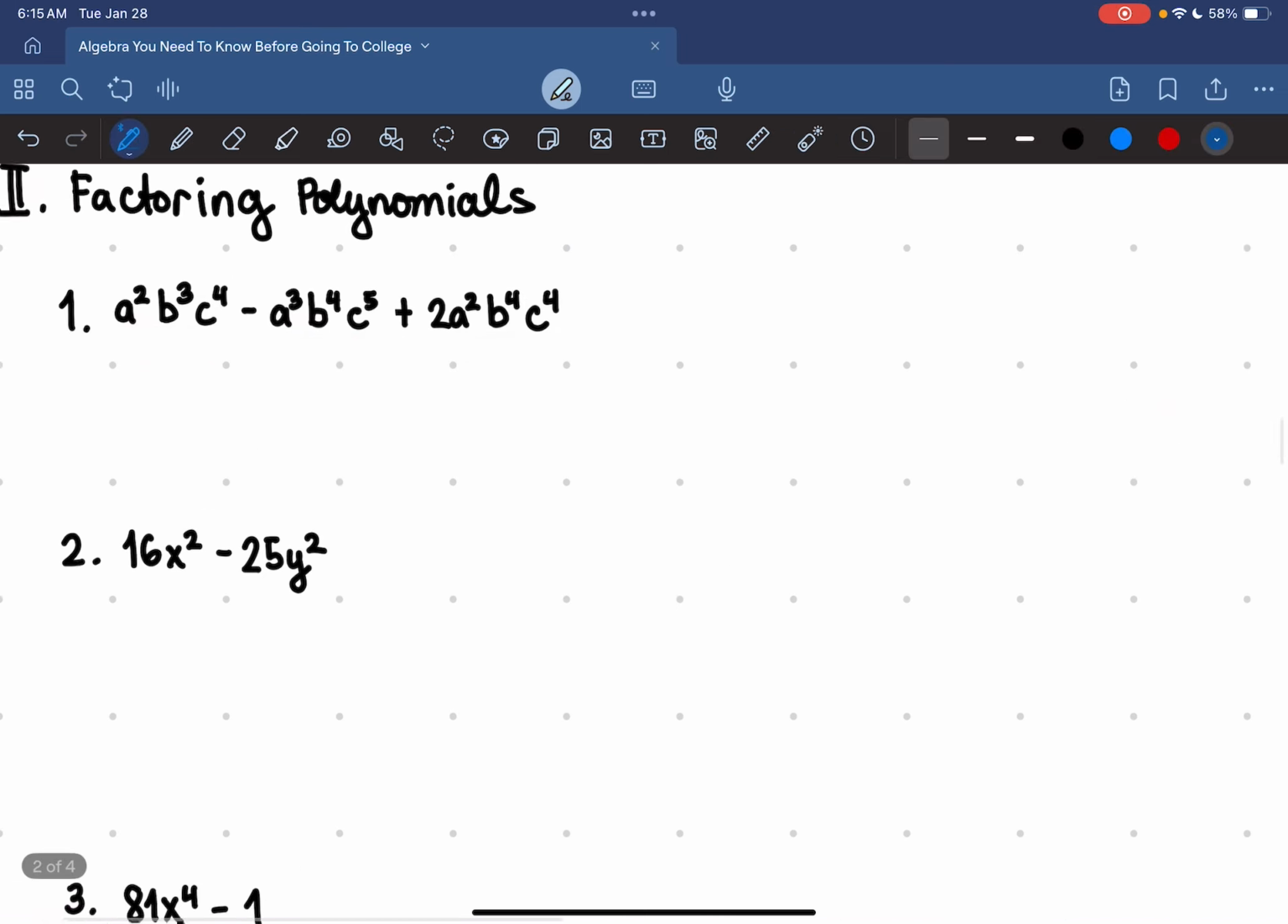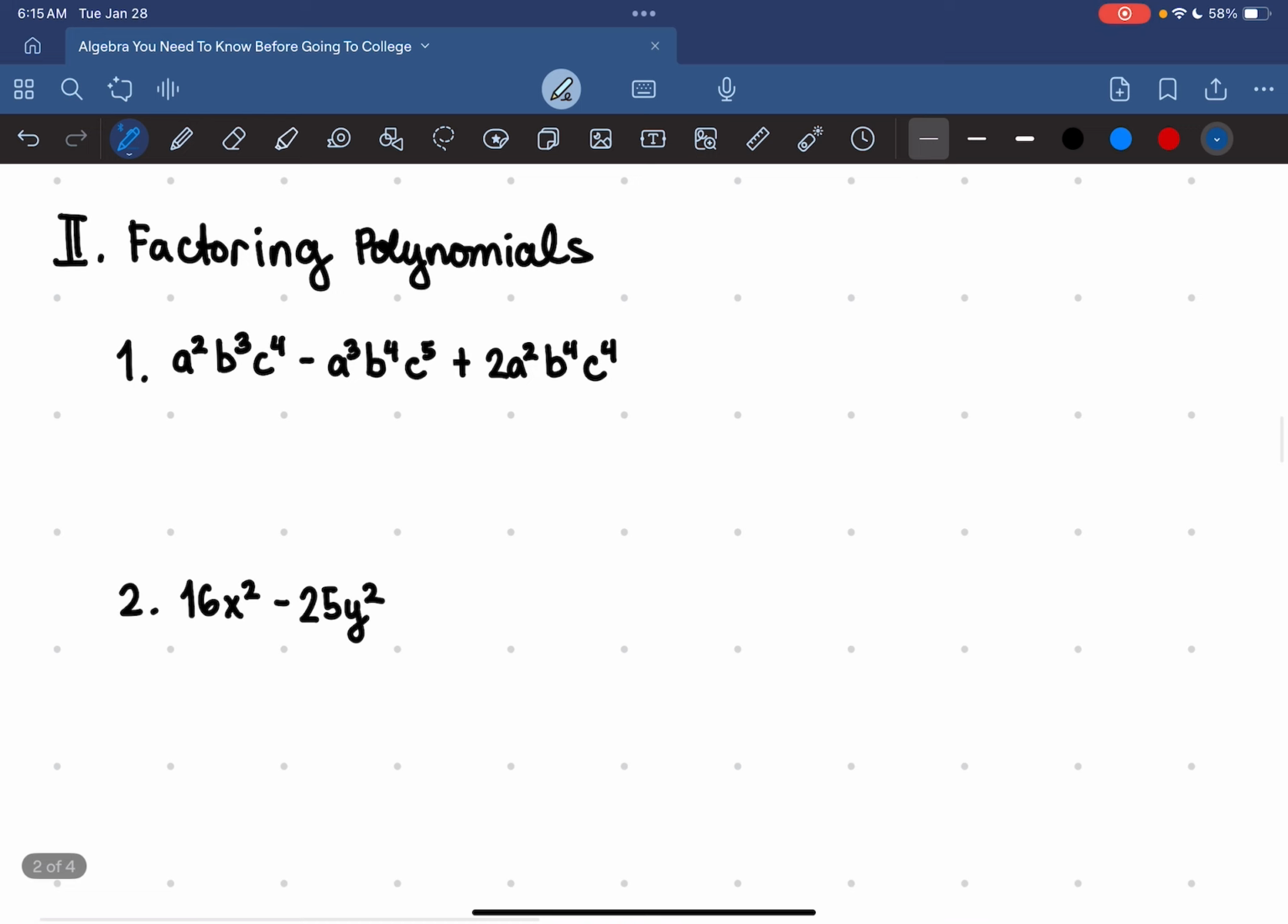So first we have what we call common monomial factoring. So basically, if we have this divided by sum and differences, what you do is you try to observe what variables or numbers are similar in each. Like in this one, we have a's in all of this. We have b's and we have c's. So when we factor this out, what we factor out is actually, again, the variable.